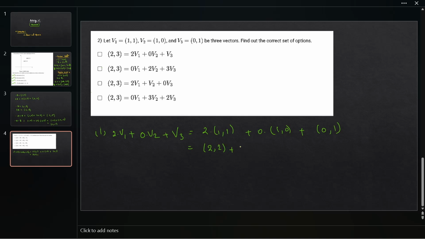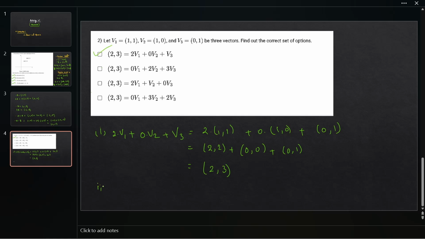Plus, if you take the scalar multiplication of any vector with 0, it results in a zero vector. Why? Because each component gets multiplied with 0 and the result is 0. So it would be (0, 0) plus the third component (0, 1). Now if we take the vector addition, it results in 2 plus 0 plus 0, that would be 2, comma 2 plus 0 plus 1, that would be 3. So expression 1 comes out to be (2, 3). Let's check whether it is correct or not. Yes, option 1 is correct.